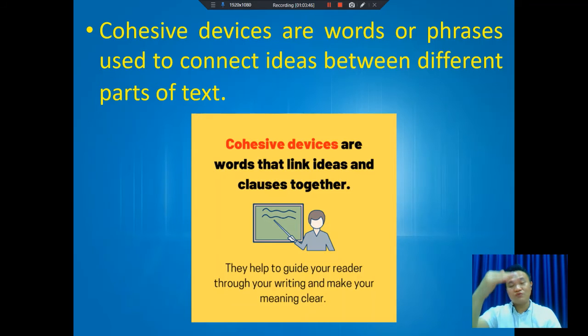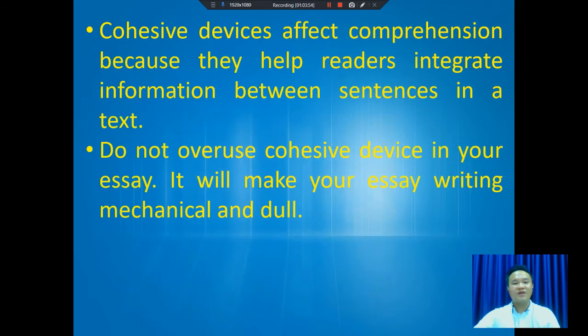As they read through the story, it helps to link. It's like a glue, a super gum, to gum the ideas together. Cohesive devices affect comprehension. Comprehension means the understanding of the story, yeah? Because they help readers to integrate information between sentences in the text. And let me remind you, do not overuse cohesive devices in your essay.